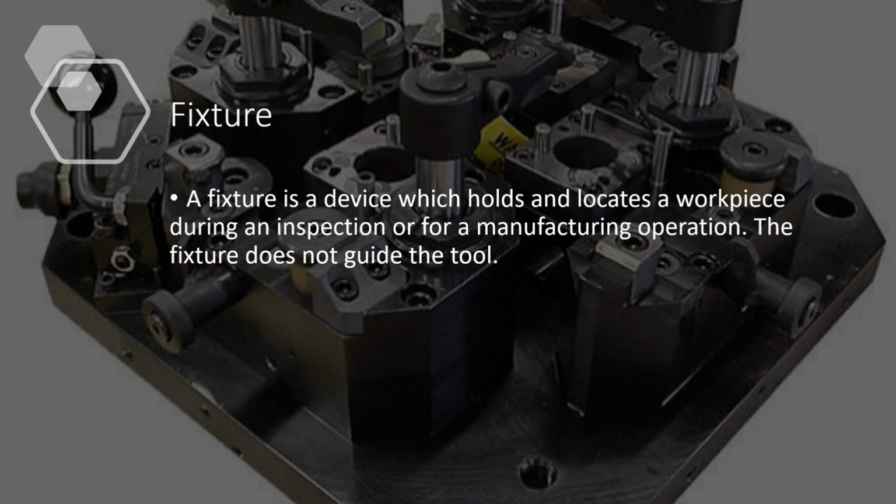Earlier, in the introduction of jig and fixture, I explained the definition of jig and fixture. A fixture is a device which holds and locates the workpiece during an inspection or for a manufacturing operation. The fixture does not guide the tool. A jig can hold the workpiece and guide the tool during the manufacturing process, but a fixture just locates and holds the workpiece.